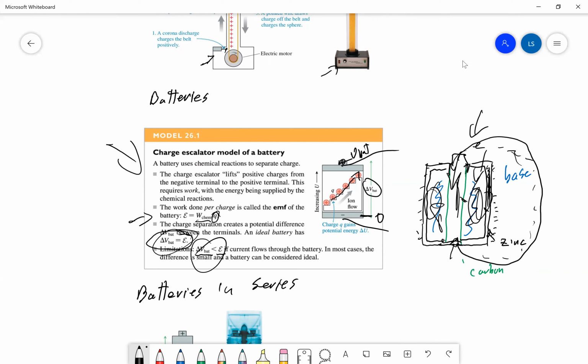All right, so to recap, chemicals do work. They raise the potential energy of the charges inside the battery. That creates a potential difference, delta V battery. And there's some peculiarities in there.